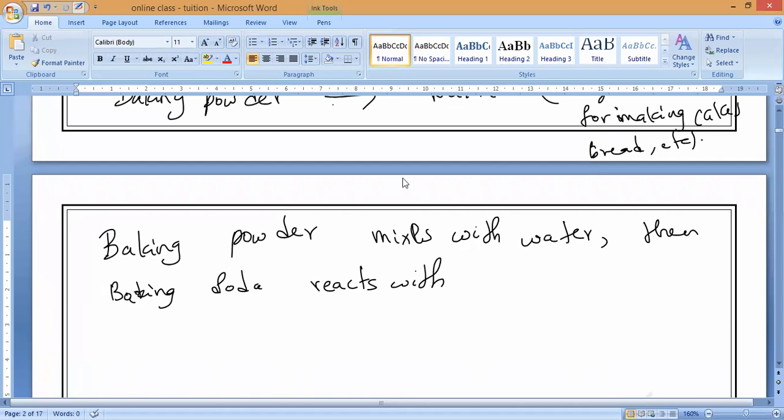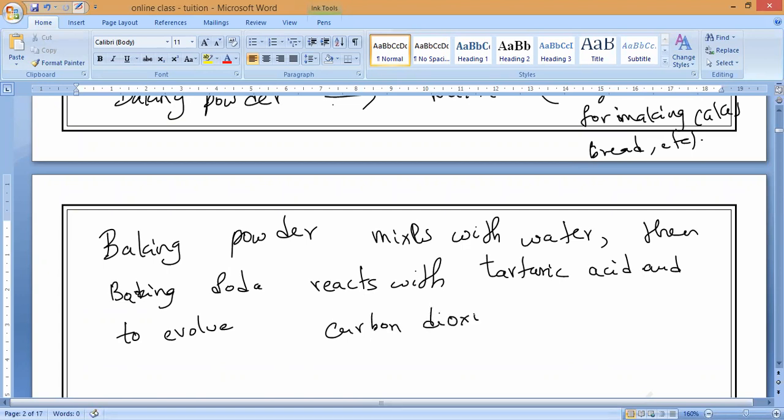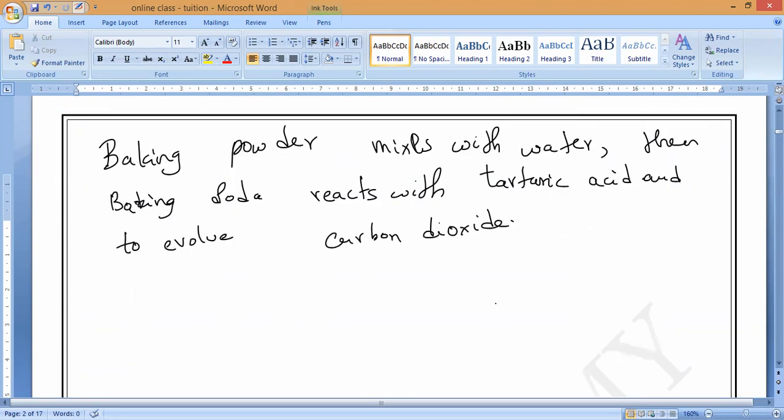What is the name of the edible acid? Tartaric acid. Baking soda reacts with the tartaric acid immediately to evolve what? To evolve which gas? Carbon dioxide. You have to remember it. Now I will teach you the chemical reaction. So observe very carefully. NaHCO3. What is that?